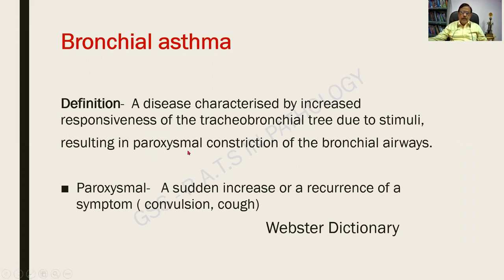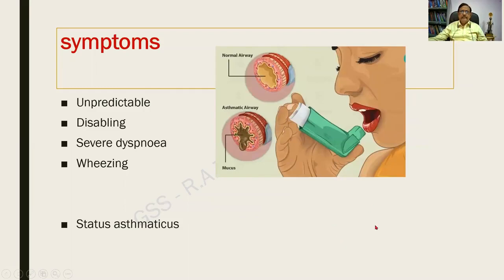Also, there is a component called paroxysmal, which means a sudden increase or an occurrence of a symptom, which can be convulsion or cough, from Webster's dictionary. The symptoms of bronchial asthma include: it is unpredictable, it is disabling, there is severe dyspnea and wheezing. And if it is persistent, the patient can go into a condition called status asthmaticus.